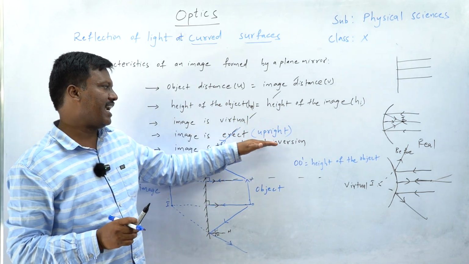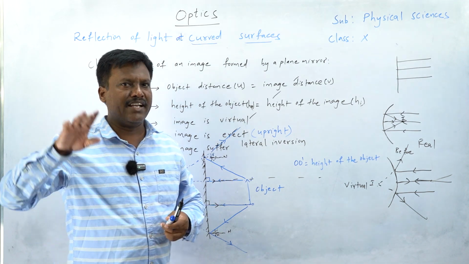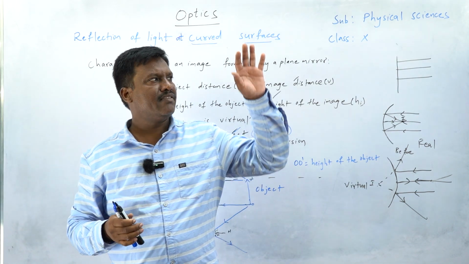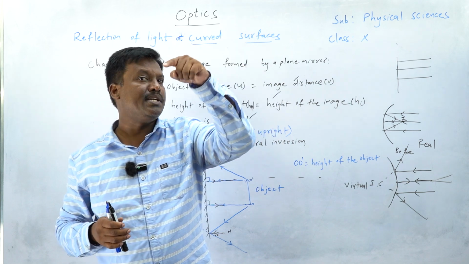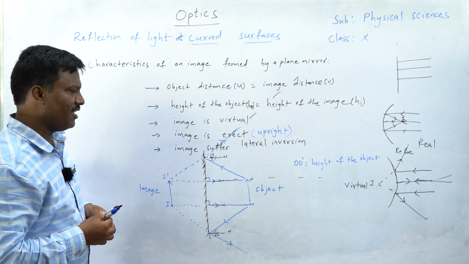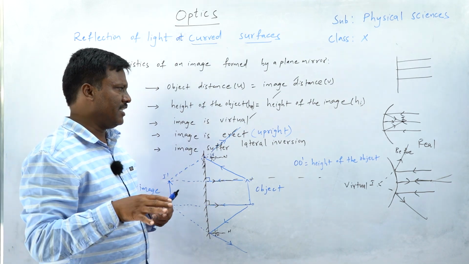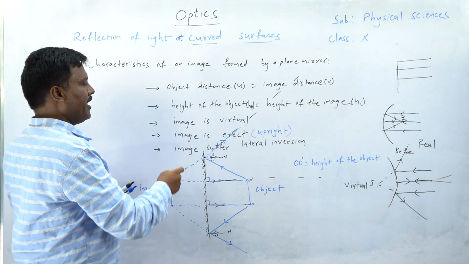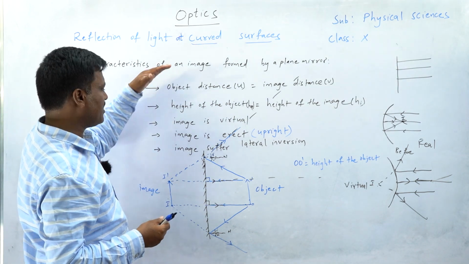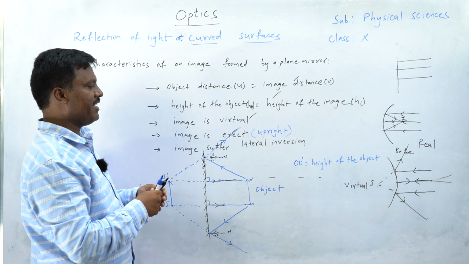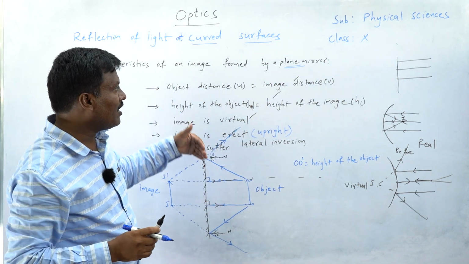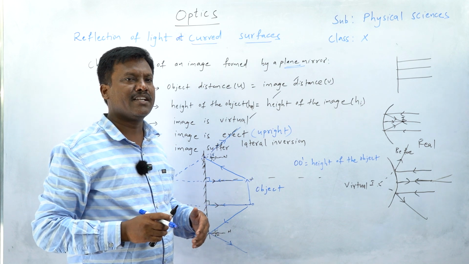And the image suffers lateral inversion. That means whenever we raise our right hand, it seems to be the left in the mirror. Whenever we raise our left hand, it seems to be the right in the mirror. Okay? That is an illusion. There is no reality. The image suffers lateral inversion. These are the characteristics of the image formed by which mirror? The plane mirror.